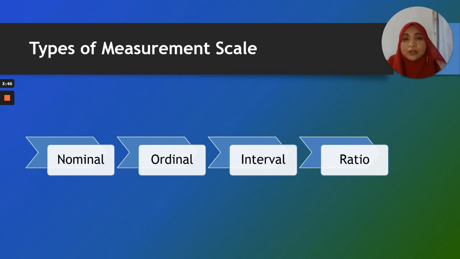So if you are going to be working with quantitative data, please do get to know these 4 different types of measurement scale and find out which scale your data is on. So there are 4 types of measurement scale, which is nominal, ordinal, interval, and ratio. So I will explain to you one by one what each measurement scale means.